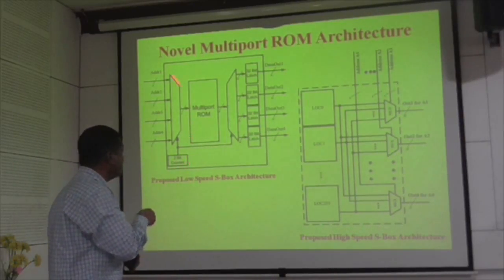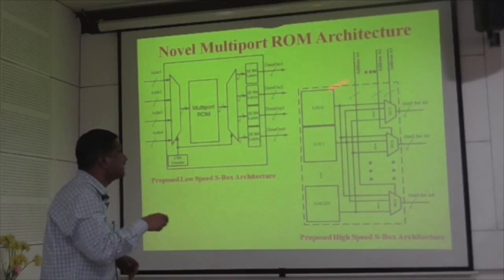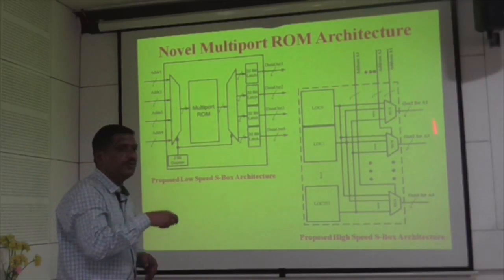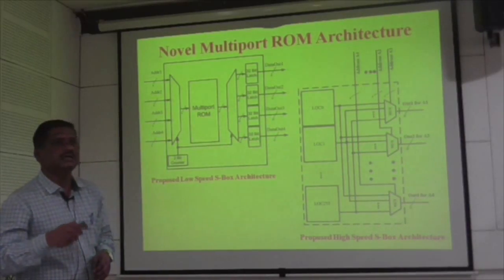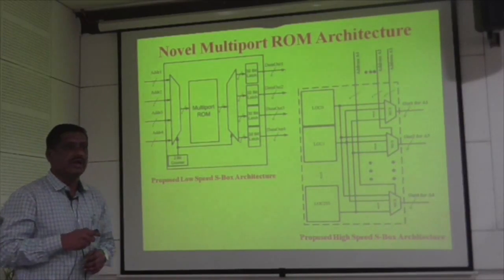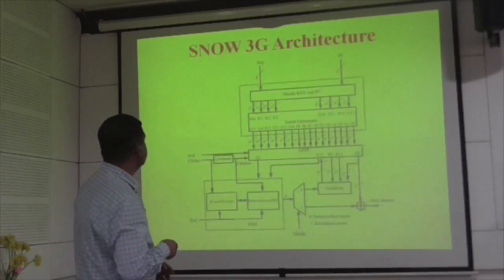Here I have used a counter initially for the first address, second address, third address and so on. And this design can give the output for every address. This design minimizes the memory requirement by 3/4. Means I need only 1/4 of the memory required in the old designs.